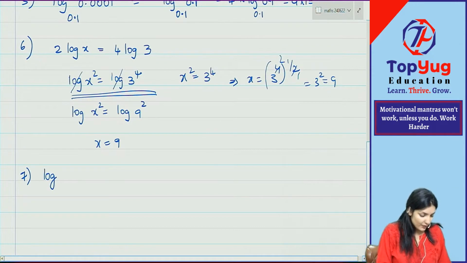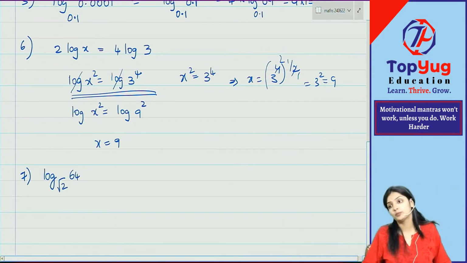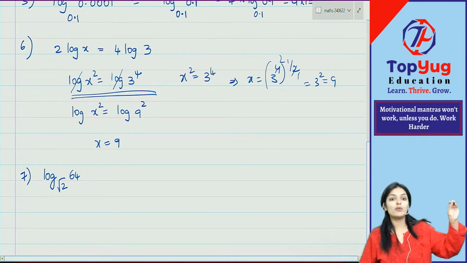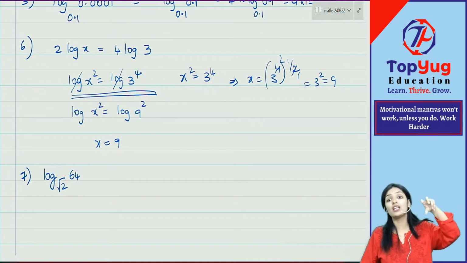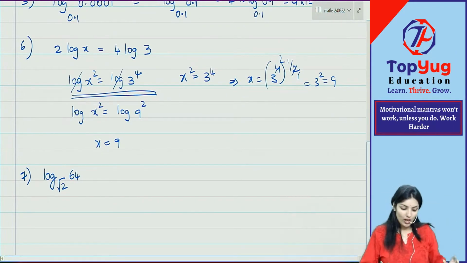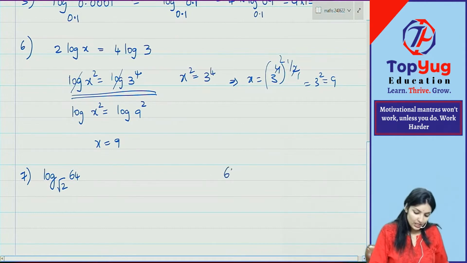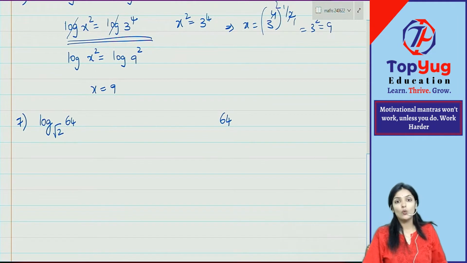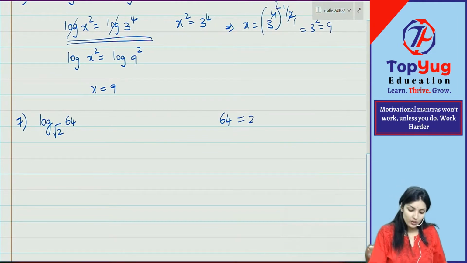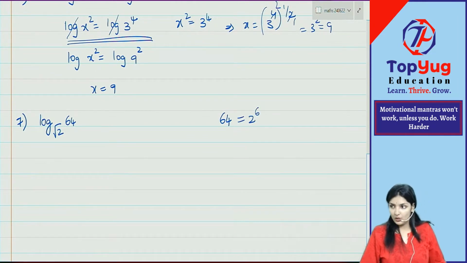So log 64 to the base root 2. How do we do it? Always remember, whatever power we are getting, we have to get the power only for that kind of base. What is the base over here? Root 2. So have a look how I would be doing. So 64. Okay. What is 64 basically? 2 to the power 6.